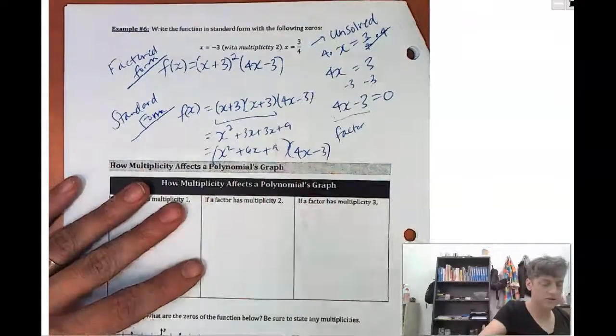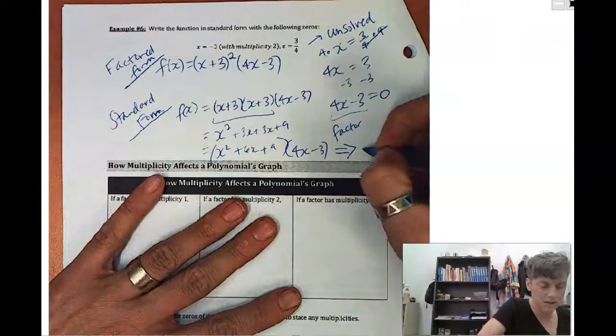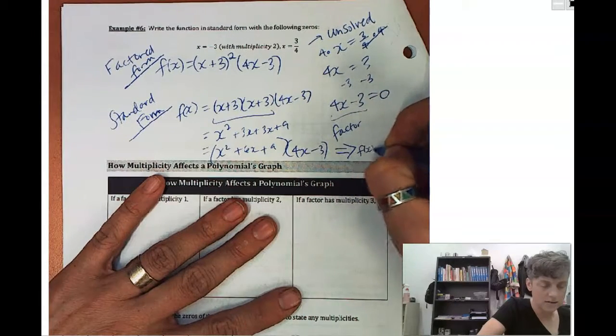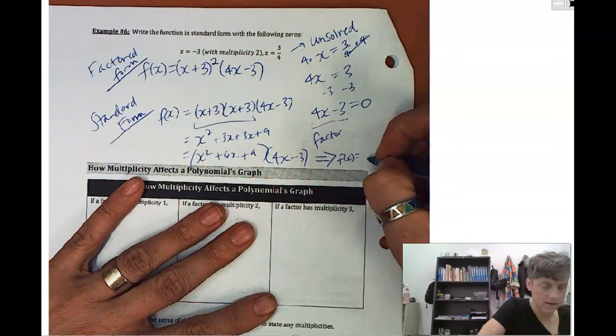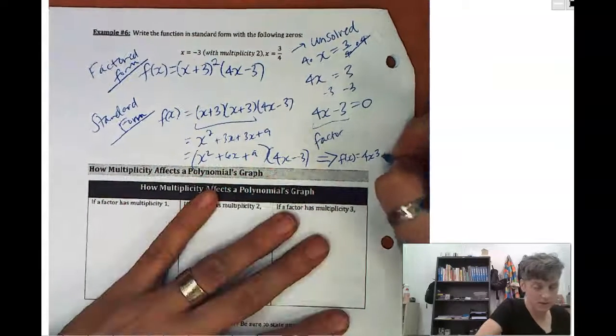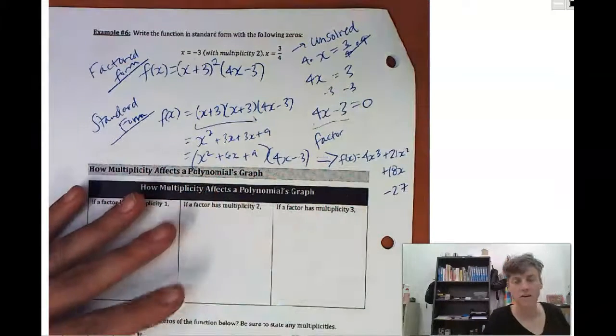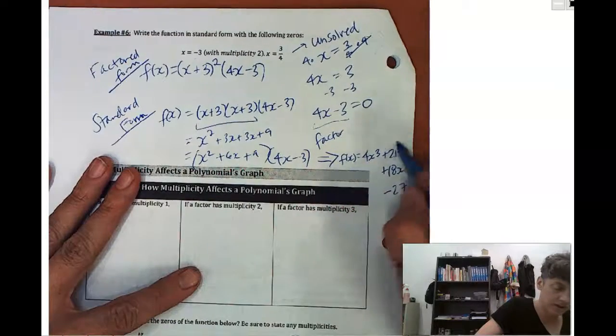I'm going to leave that as an exercise to the reader, and you should get f of x equals 4x cubed plus 21x squared plus 18x minus 27. Blarg. That doesn't look beautiful, but that's what it is.